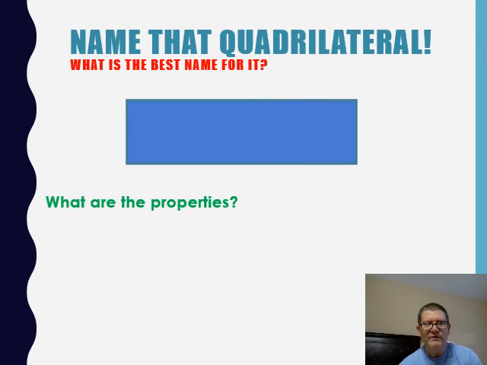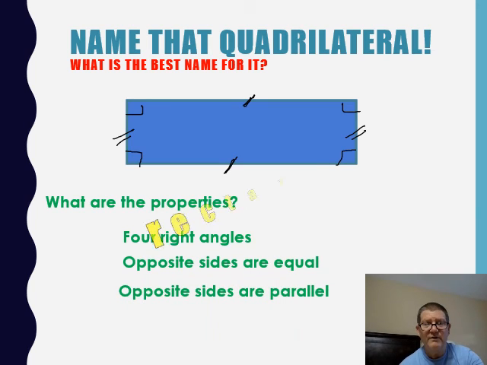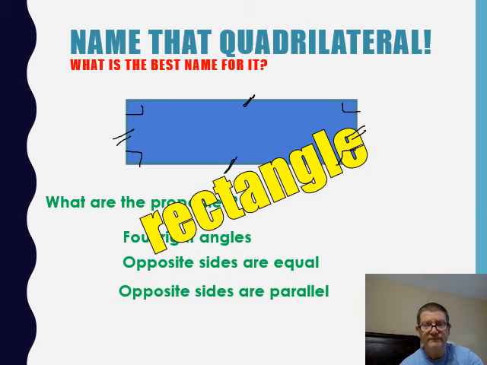Now on this one, we can see that this one and this one are same size and parallel. These two are the same size and parallel, and we appear to have right angles. Now, until we have right angles, we would just class best name would be parallelogram. But now we have four right angles in there, that makes it a rectangle.